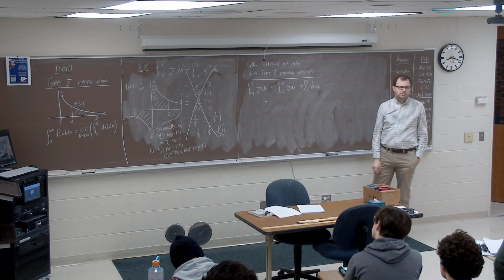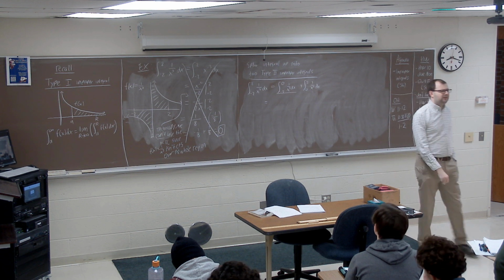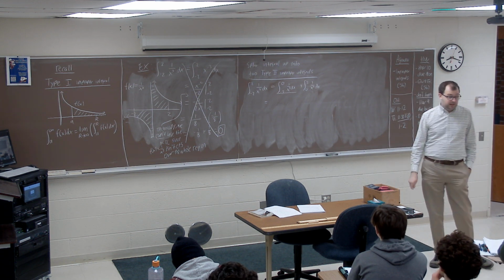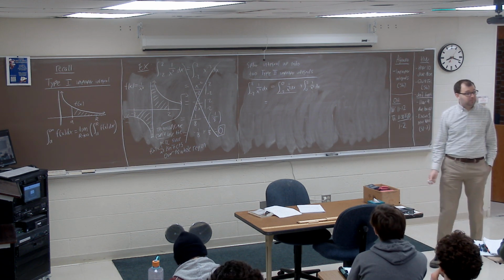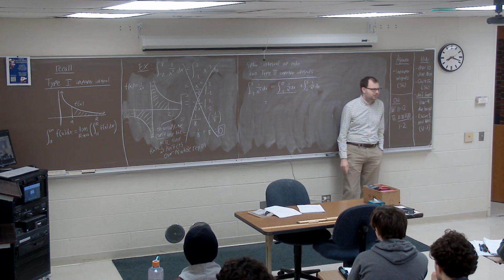So, question. How can we write out a limit involving r, similar to what we did in the last problem, for this first type 2 improper integral?